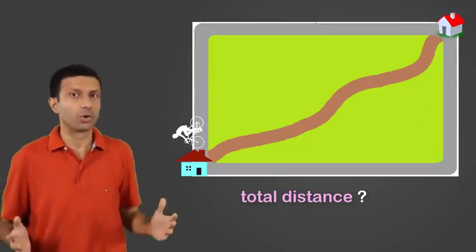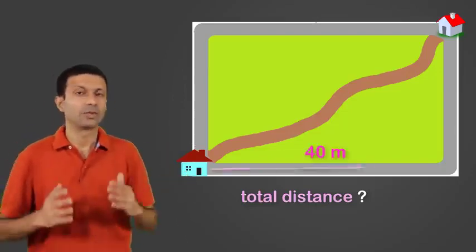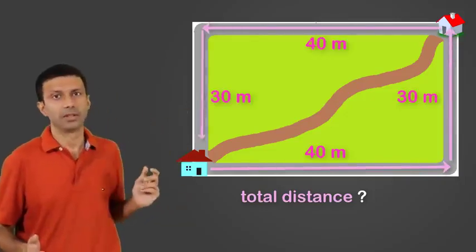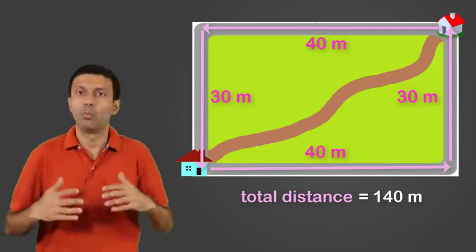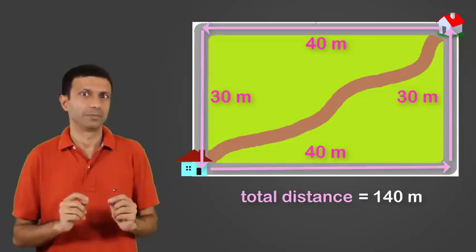So the total distance is going to be the perimeter of this rectangle. So that's 40 plus 30 meters and 40 plus 30 meters. So that's a total of 140 meters. That is the total distance traveled by you.